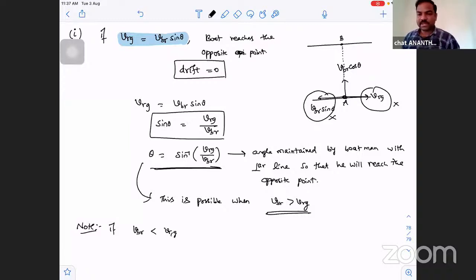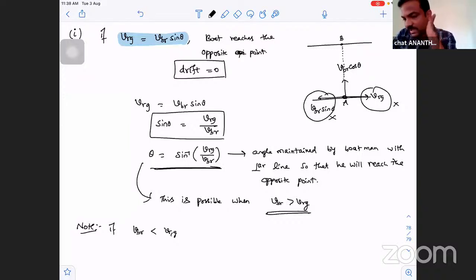Equal also you can take, but theta value is 90. Theta 90 is not an accepting value. Theta 90 means what? You are moving opposite to river flow. At theta 90, moving opposite to river flow, the opposite point you cannot reach. Okay, so that's why it should be less.